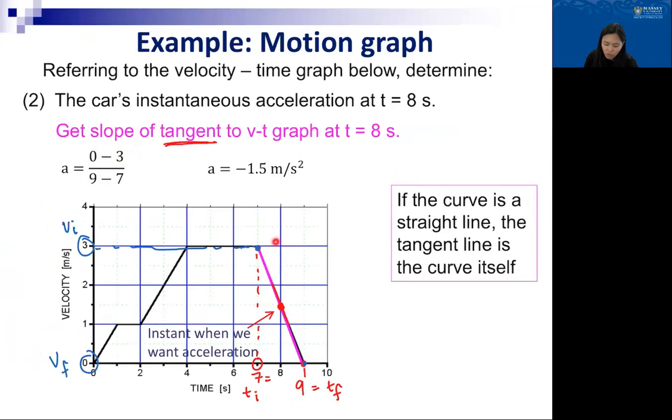Check that against your graph. You can see your graph is going downwards, which is consistent with a negative slope and therefore a negative acceleration. Okay. Good. Any question about this solution?